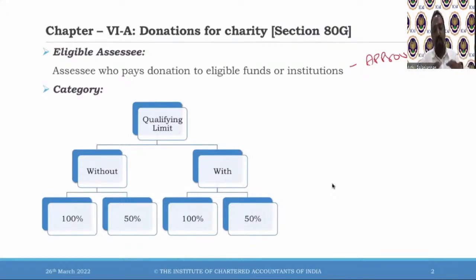Now we are going to classify this into four categories. Basically, it is based on whether the particular donation category applies a criterion called qualifying limit. So we need to understand whether the particular transaction is without qualifying limit or with qualifying limit. If there is no restriction on qualifying limit, then there are two categories, that is 100% and 50%. Again, if it is with qualifying limit also, you have a 100% category and 50%. So we need to understand each of the donation categories, that is the fund categories, in all these four buckets. That is how we are going to understand.